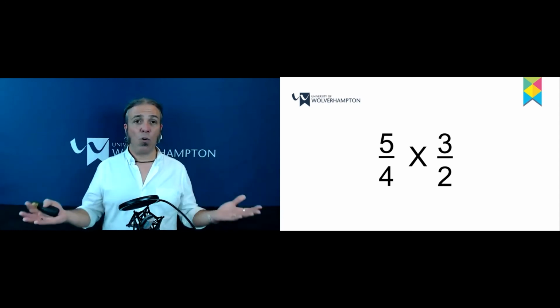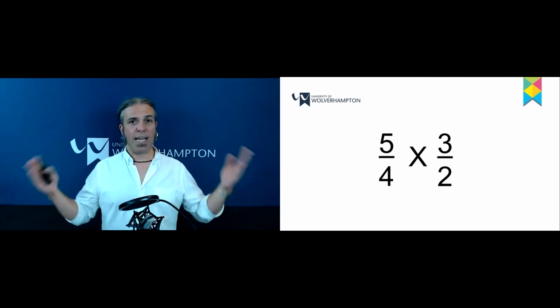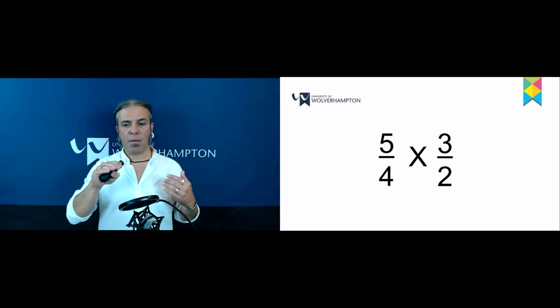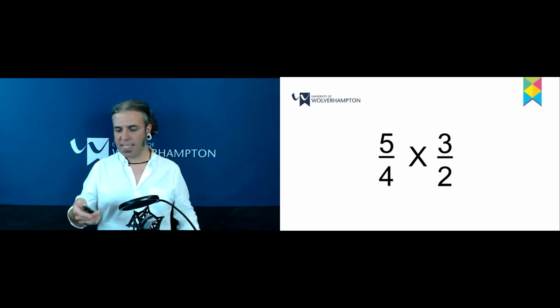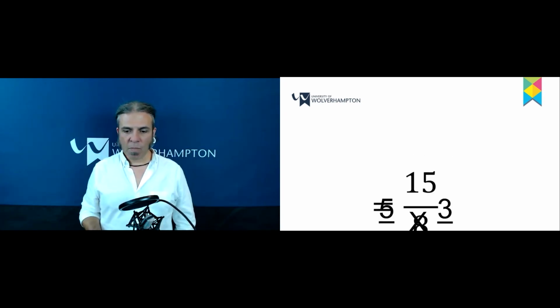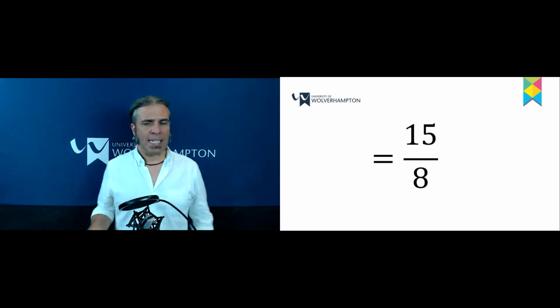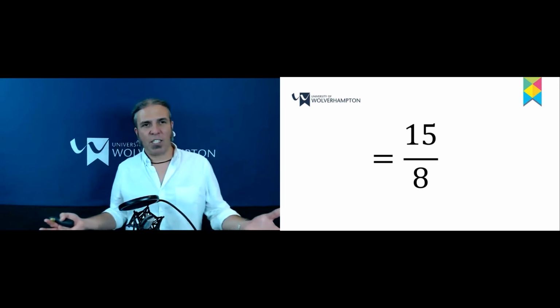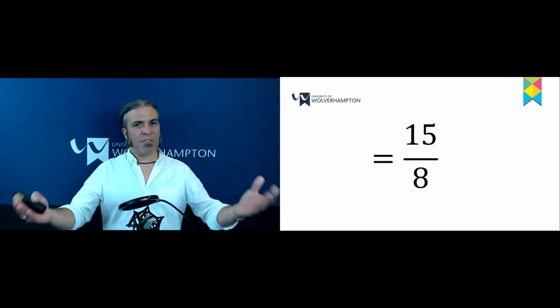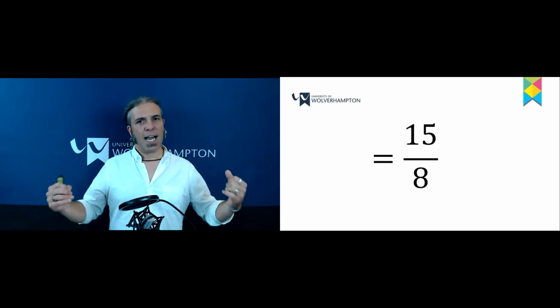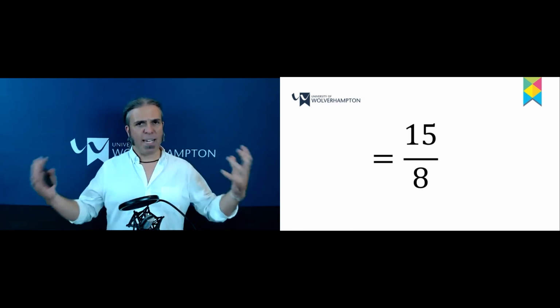Then all I've got to do is carry out that sum, multiplying the numerators individually and then multiplying the denominators individually. That gives me an answer as an improper fraction of 15 over 8. Again, that's an improper fraction, so I can convert this back to a proper fraction, which could be a mixed number.